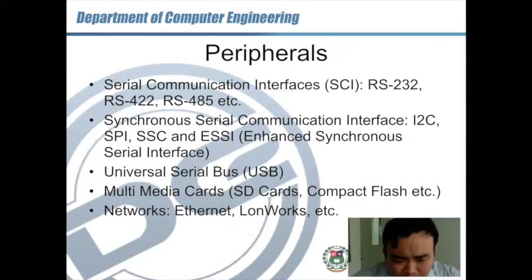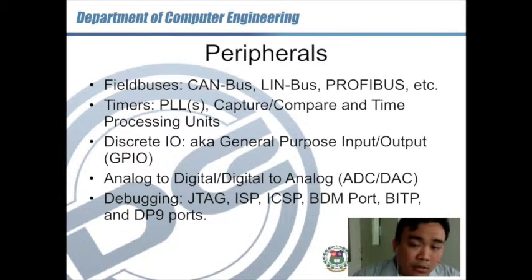We have also the field buses with CAN, LIN, and timers, which are very important in an embedded system. We have also the PLLs, phase lock loop, capture, compare. We have also discrete I/O, GPIO, analog-to-digital conversion, and digital-to-analog conversion. We have also debugging ports such as JTAG, ISP, ICSP, BDM, and so on.